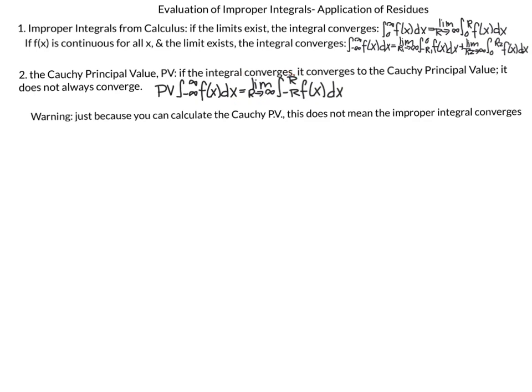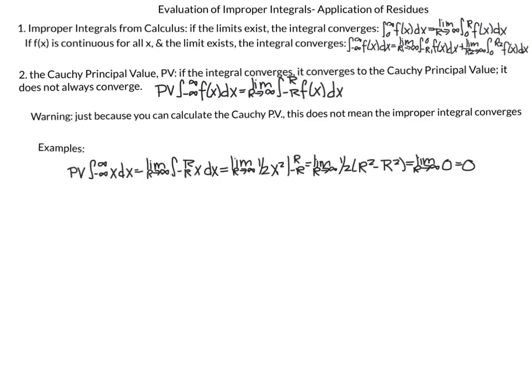So if the integral converges, it will converge to the principal value, this Cauchy principal value. But you should realize, or be warned, that the integral doesn't always converge. So just because you can calculate the Cauchy principal value, this does not mean the improper integral converges. We will do some examples showing you where this is the case, that it does not converge, and then we'll do an example showing when it does converge.